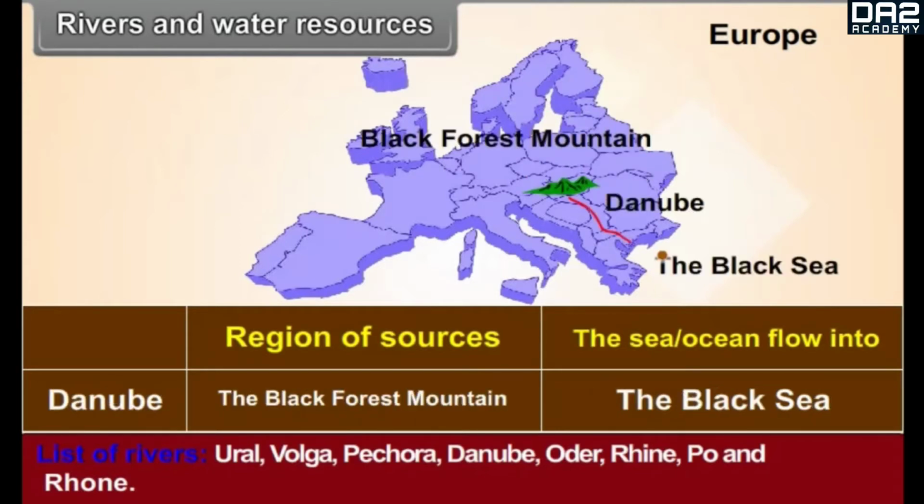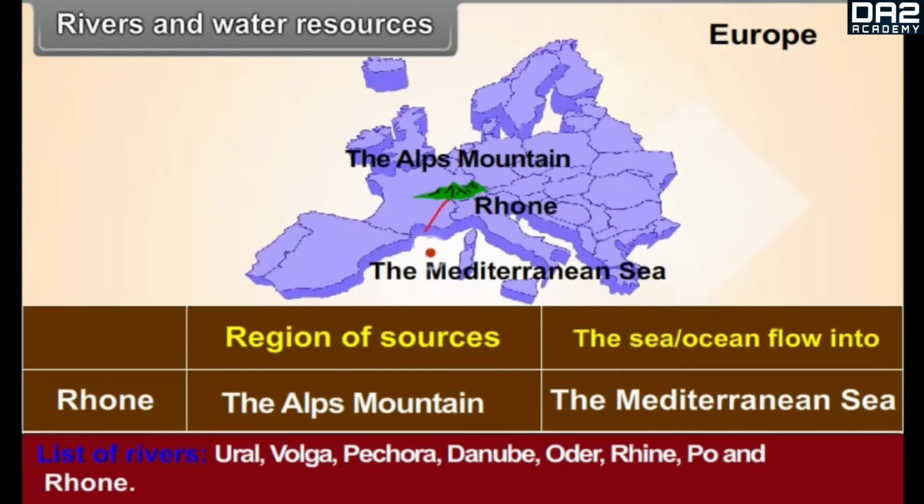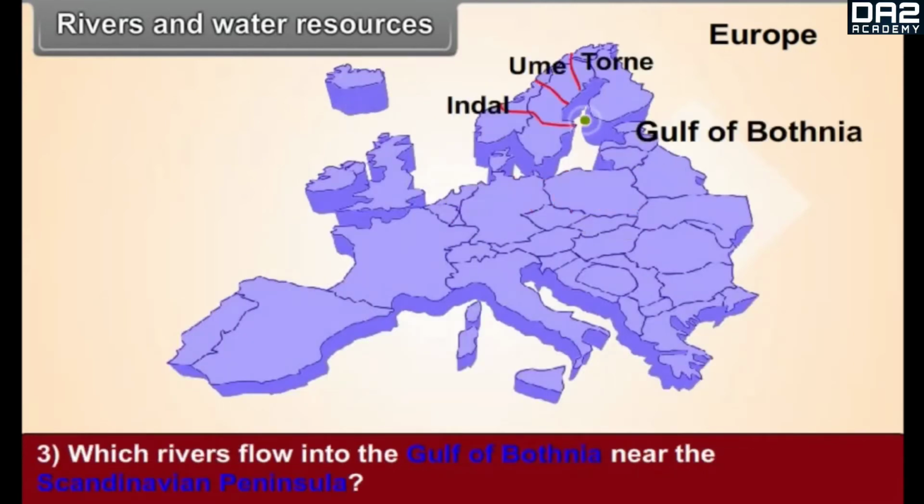Name any two rivers flowing through the North European plains. Number 3. Which rivers flow into the Gulf of Bothnia near the Scandinavian peninsula? Number 4. As the rivers originating in the Scandinavian peninsula are located between 60 degrees and 80 degrees north latitude, what could be their source, a spring, a lake, or a cirque?